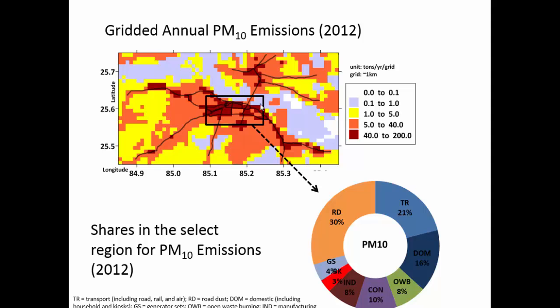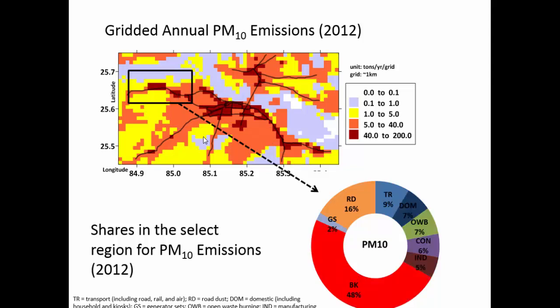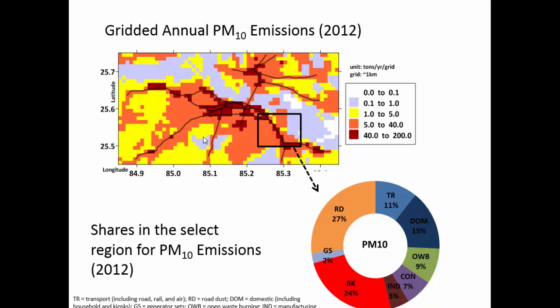If we sum up all the emissions in the main city area, it would look something like this for PM10. 30% is coming from road dust, followed by the transportation sector, domestic cooking and heating, open waste burning, construction activities, industries, and brick kilns. The brick kiln part looks very small because the majority of the brick kilns are just outside the urban area. If we increase that domain to a slightly bigger area, you will start including more of the brick kilns in the inventory. If we go to the northwest region, the majority of the emissions are from brick kilns. Same thing if you go to the southeast region: the majority of the emissions are from brick kilns.